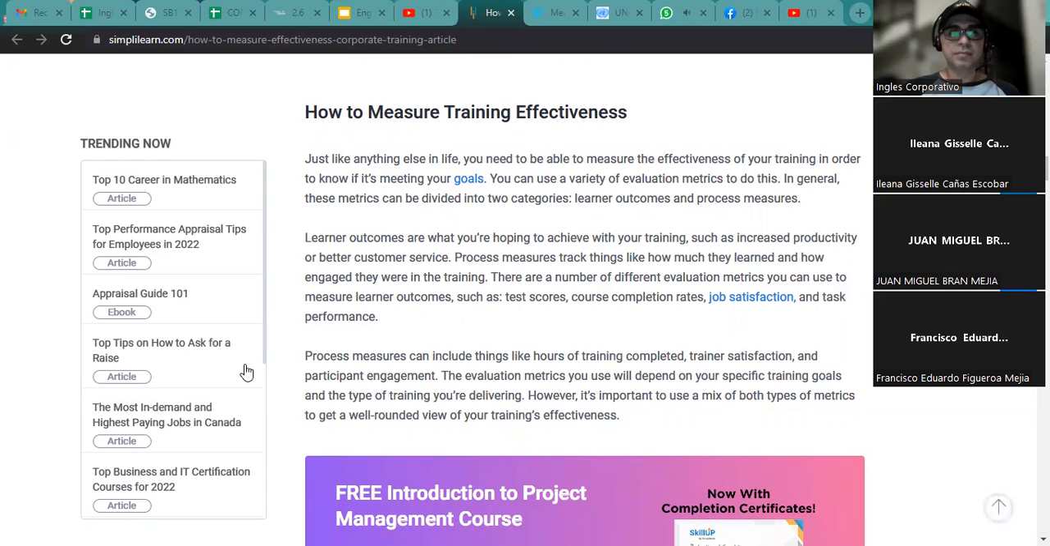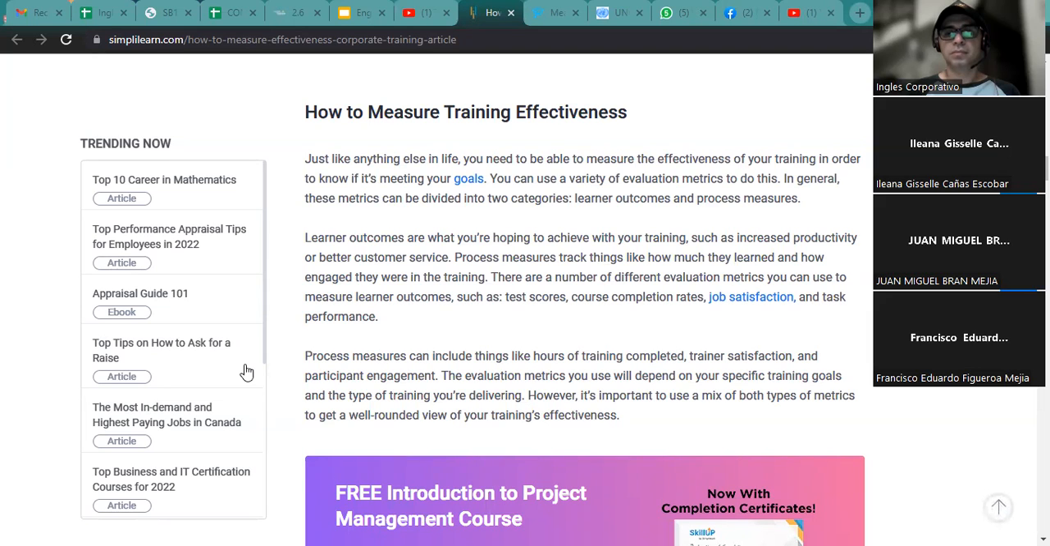Okay, how to measure training effectiveness? Just like anything else in life, you need to be able to measure the effectiveness of your training in order to know if it's meeting your goals. You can use a variety of evaluation metrics to do this. In general, these metrics can be divided into two categories, learner outcomes and process measures. Learner outcomes are what you're hoping to achieve with your training, such as increased productivity or better customer service. Process measures track things like how much they learn and how engaged they were in the training.